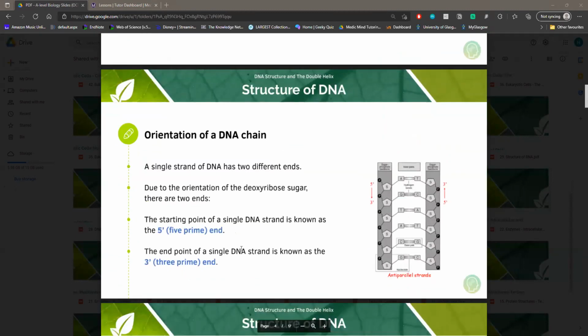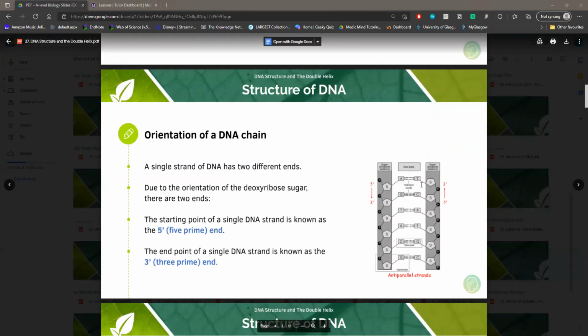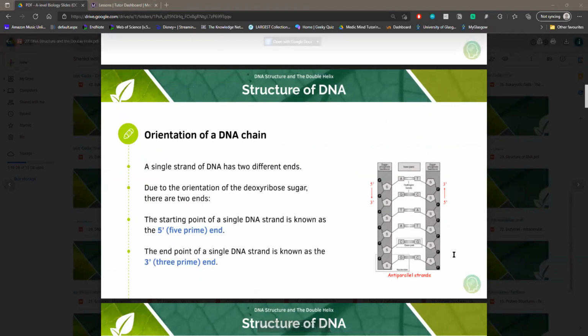Okay. Orientation of a DNA chain. This is very important in DNA function, the way DNA is orientated. Basically, DNA always runs from 5' to 3'. Now, there are two strands of DNA and they run in opposite directions, so these strands are called anti-parallel. They're parallel because they're running in the same kind of orientation, but they're anti-parallel because they're running in opposite directions.